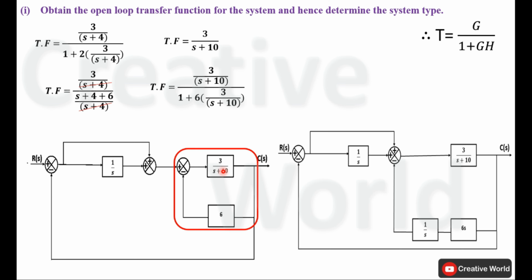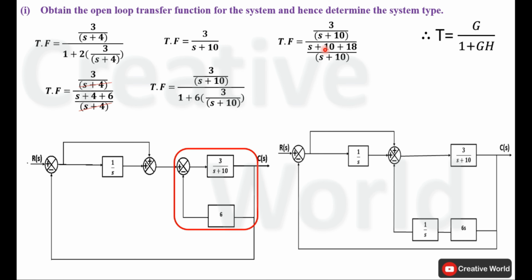In this case G(s) is 3 divided by s plus 10 and H(s) is 6. Place values inside the formula for the calculation of the transfer function of the negative feedback system. G(s) is 3 divided by s plus 10, divided by 1 plus H(s), which is 6, and G(s) is 3 divided by s plus 10. 6 will multiply with 3 and it will become 18, and s plus 10 will multiply with 1. It will become s plus 10 plus 18 divided by s plus 10.